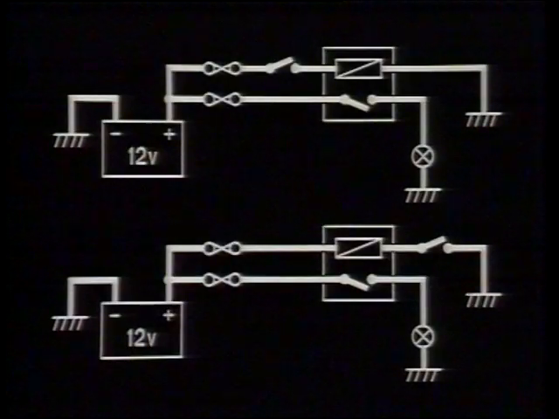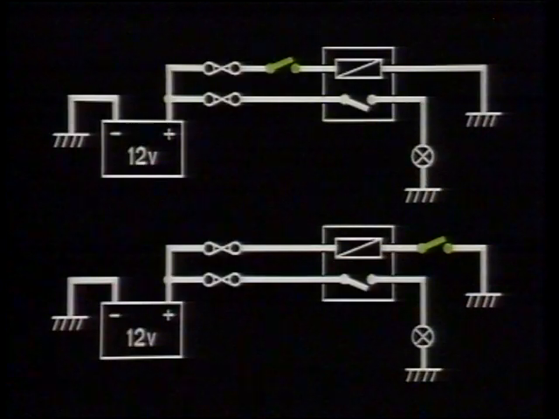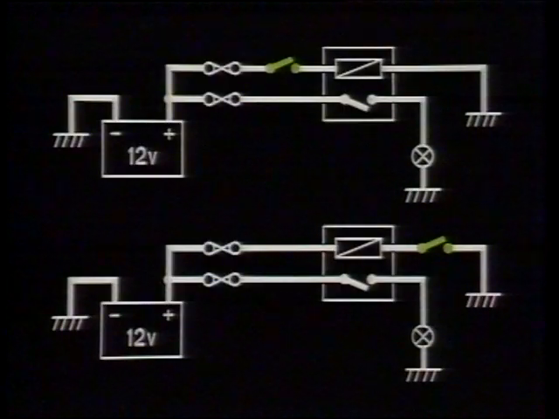Yes, in Circuit A, the switch is on the positive side. This is called negative earth line switching. This reduces the amount of positive cable to and from the driver's controls.